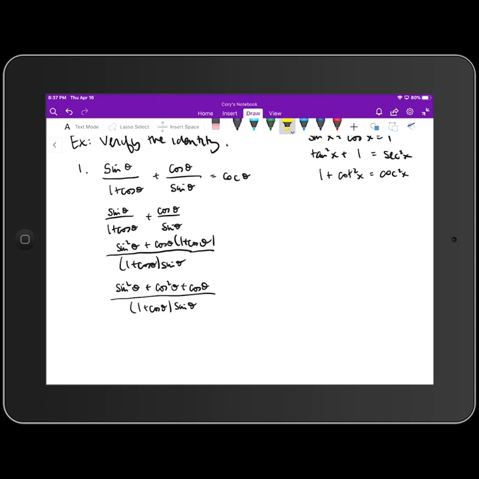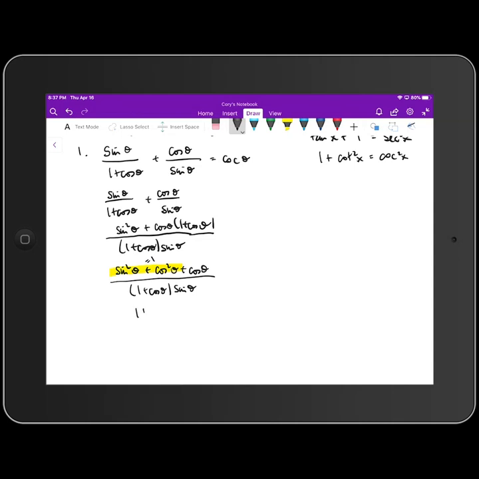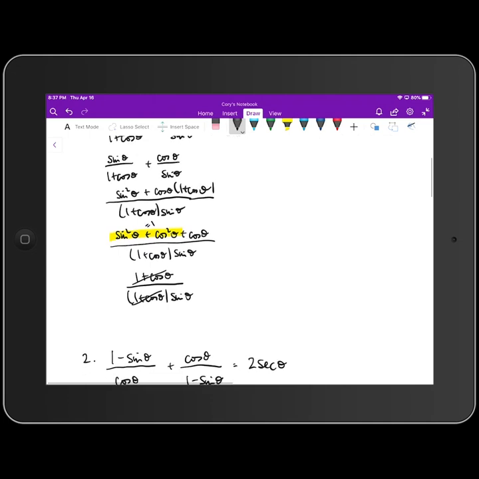Okay, well, when we look at that numerator, sine squared plus cosine squared, we know using the Pythagorean identity that that's going to be equal to 1. So I can now rewrite that numerator as 1 plus the cosine of theta over 1 plus the cosine of theta times the sine of theta, and then we can cancel that factor of 1 plus cosine on top with the factor of 1 plus cosine on bottom, which makes 1 over the sine of theta, which we can rewrite as the cosecant of theta. All right, so we've gone and verified that first identity.